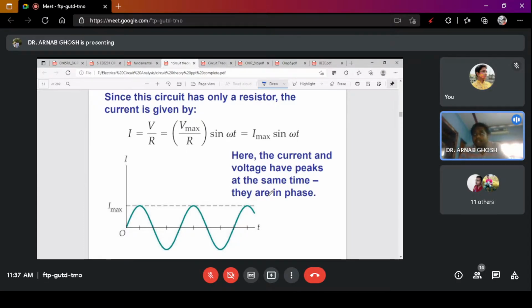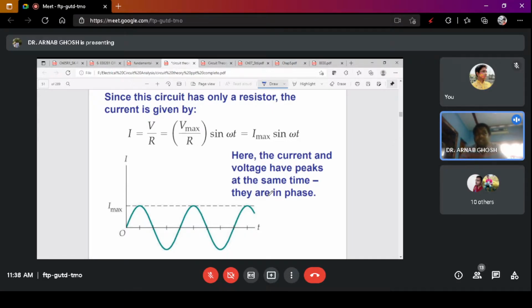So if you look at the equations of voltage and current, V is equal to V max sin omega t, I is equal to I max sin omega t. So therefore, both the voltage and current will have the peaks at the same time. They will follow the same time graph. Yes, the max values might be different, but the time intervals will be the same.